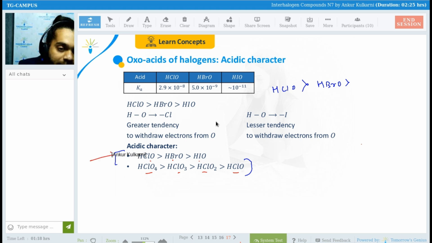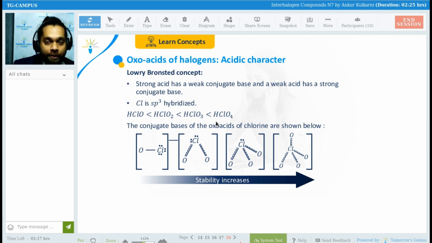Come on, write down these two acid characters and tell me in the chat box. Quick. Come on, write it down and tell me in the chat box. Okay, done.